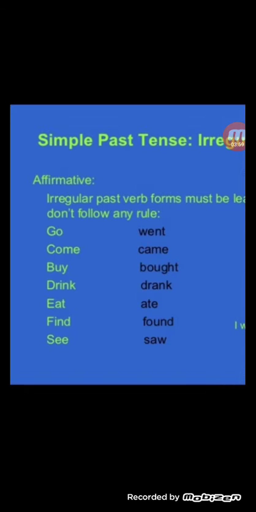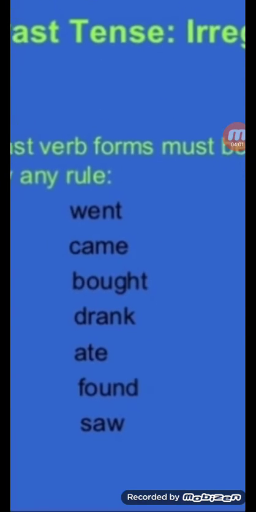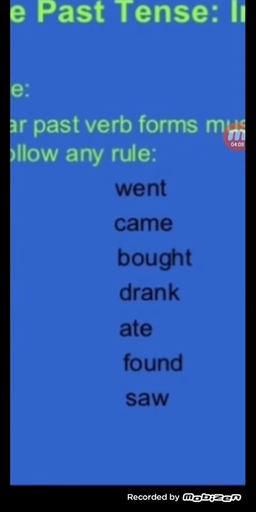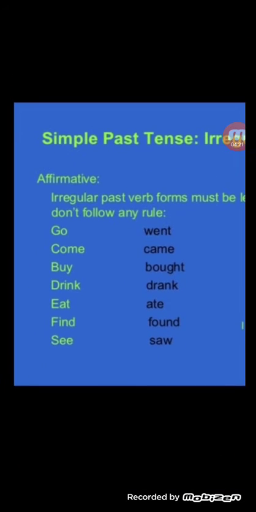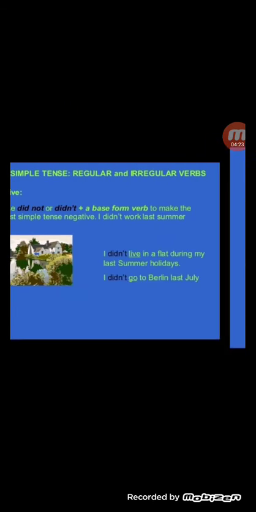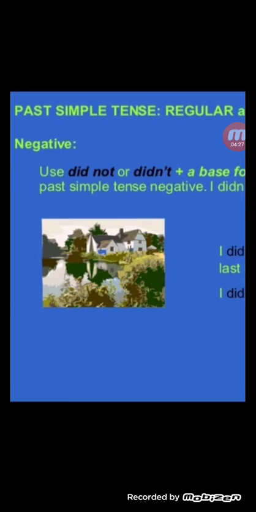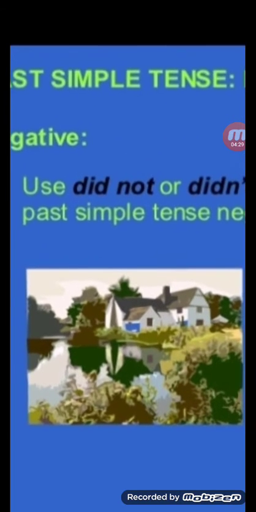Go is in second form went, come is came, buy is bought, drink is drank, eat second form is ate, find second form is found, and see has its second form in the form of saw. If you don't memorize them, then the things will go wrong, so please memorize them well. Moving forward to the next thing, and that is forming of negative sentences.